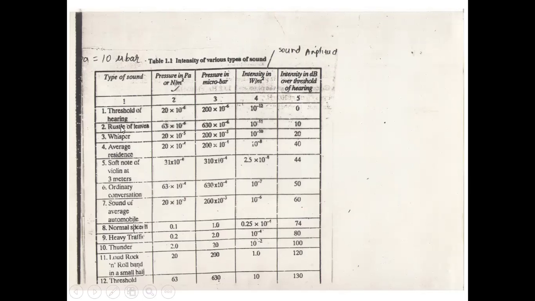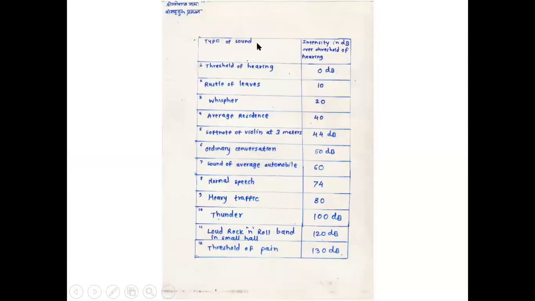So different types of sounds are there. I have taken this figure from R.G. Gupta's book. Different types of sounds and different units and their values are represented in this table. Now we will simplify the type of sound and its intensity in decibels. The threshold of hearing is 0 decibel. A rustle of leaves gives you 10 decibel. Whispering gives you 20 decibel. Average residence 40 decibel. A soft note of a violin at 3 meters from the microphone or dB meter is 44 decibel.